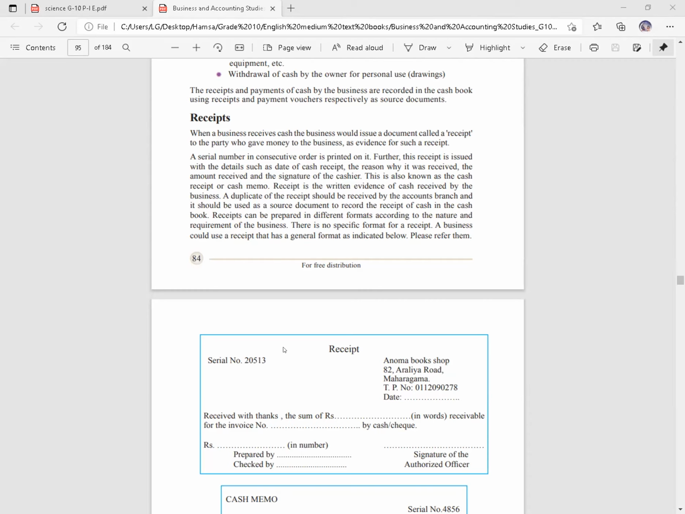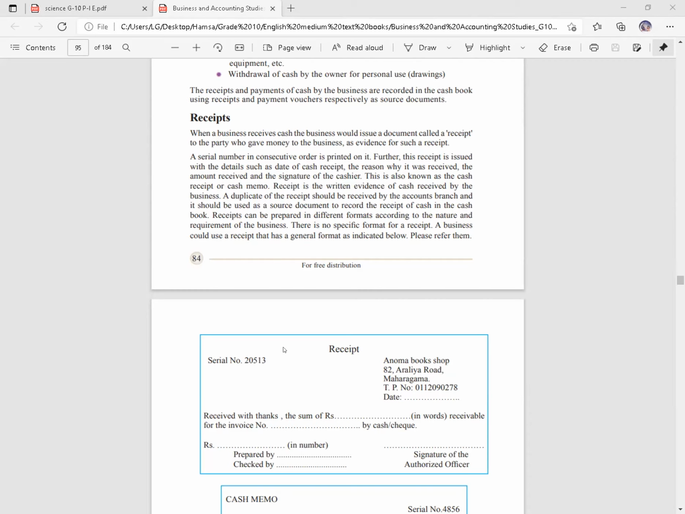So you need some source documents. So when you receive cash, as a businessman, you think that you are the businessman, right? So when you receive money, what do you have to do? Immediately you have to prepare a source document called a receipt. Immediately you have to make it.